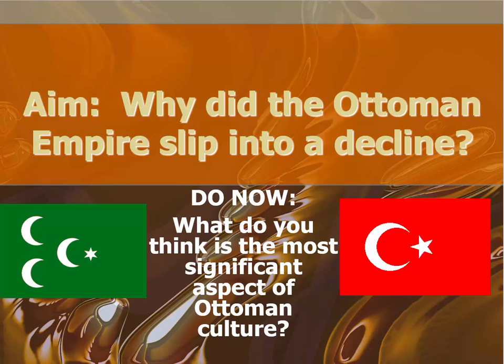Right, so we're continuing our discussion of our unit on reform and reaction. We talked about Japan and how Japan responded to the growing changes in the world in the 19th century. And today we're going to talk about the Ottoman Empire and why the Ottoman Empire slipped into a decline.